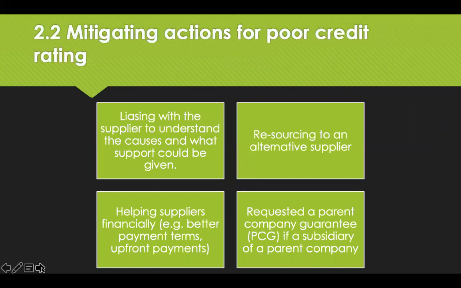And if the cause of poor rating is not a one-off, then further action should be taken. This could include a detailed risk assessment and mitigation planning, followed by a review with the supplier with a view to protecting supply. So do liaise with them to understand the cause, resource to an alternative supplier, or help them financially by giving them better payment terms, or request a parent company guarantee.